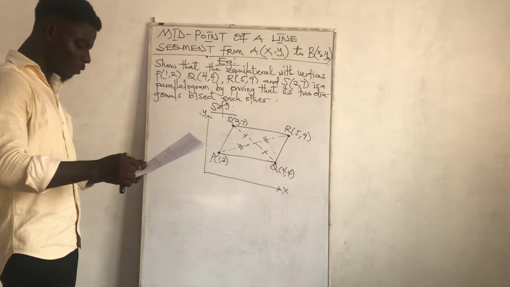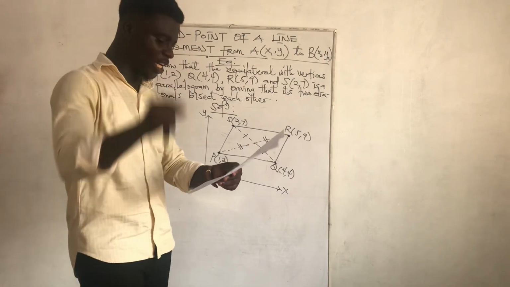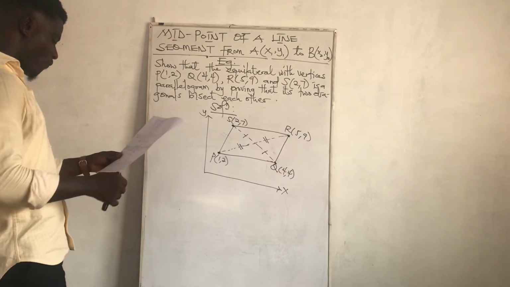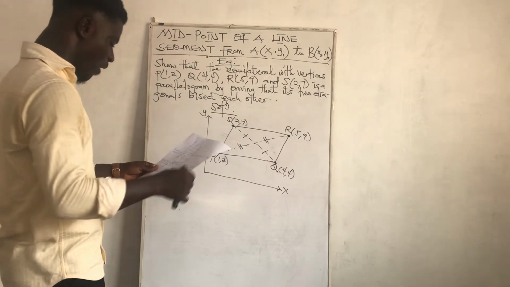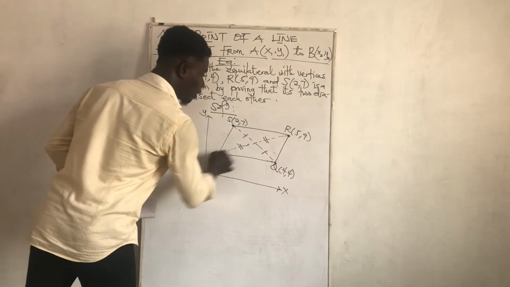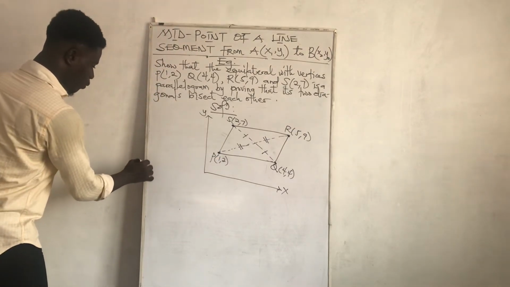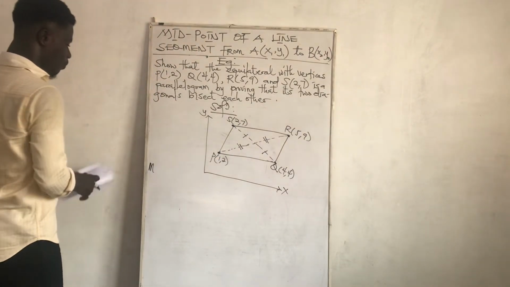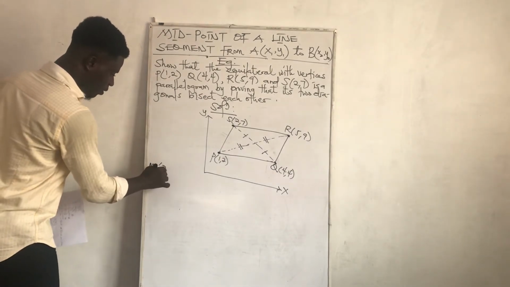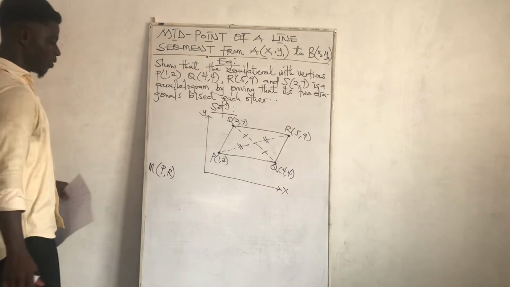So if the two diagonals have the same midpoint, then they must bisect each other, as shown. Therefore, using the midpoint formula, we find the midpoint of the diagonal PR. So let's write it as M of PR.